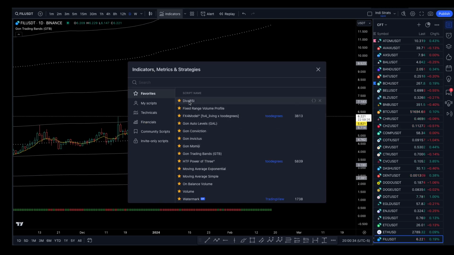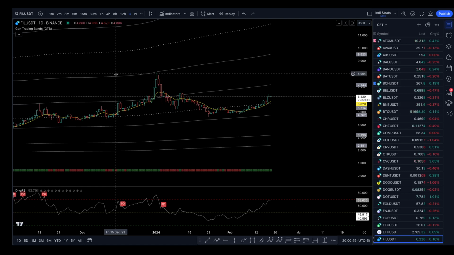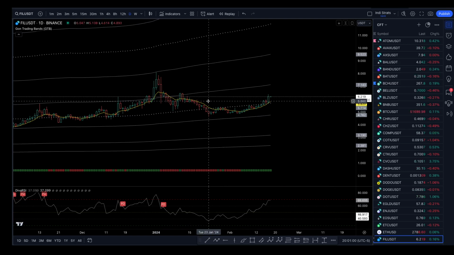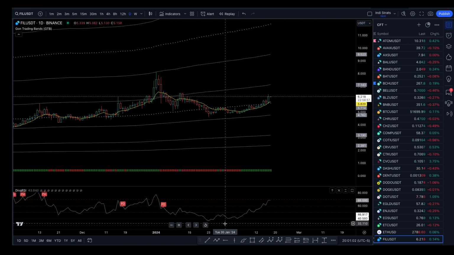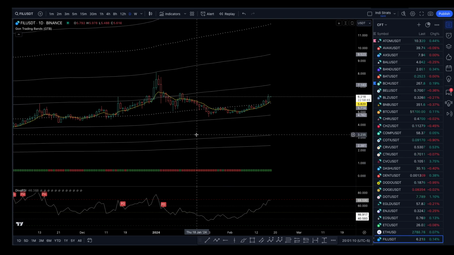And the more confluence you're looking for, the more indicators you add, the more complicated it will get. So do not worry too much about getting it right from the very beginning. Watch the charts, watch the price action, past price action as well, and see how, for example, the Gon Trading Bands and the DivaRSI, later the Gon Conviction too, move in sync and what happens to price usually after you see certain patterns.